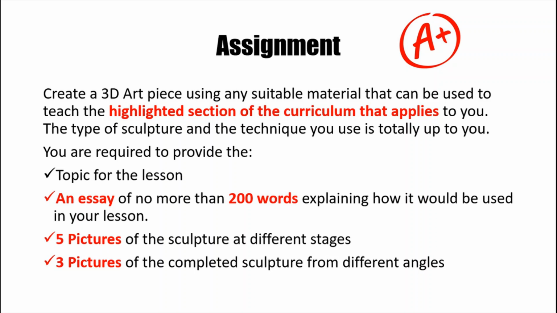So you are required to provide the topic for the lesson, and no more than 200 words explaining how it would be used in your lesson. Now, it can be a lot less, it can be 50, it can be 100, you choose, but don't go over 200 words, please. And 5 pictures of the sculpture at different stages from start to finish, alright? And then 3 pictures of the completed sculpture from 3 different angles. So I want to see top, bottom, and side, alright?